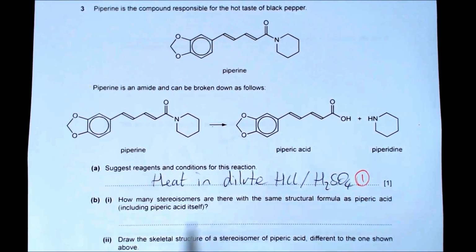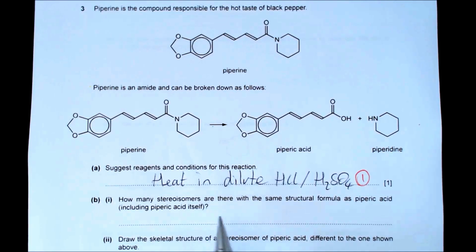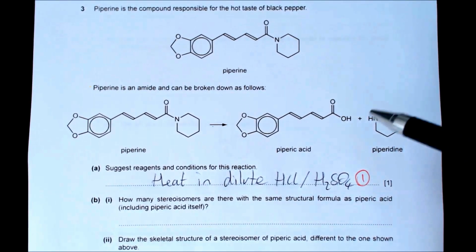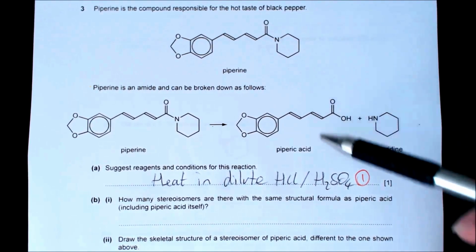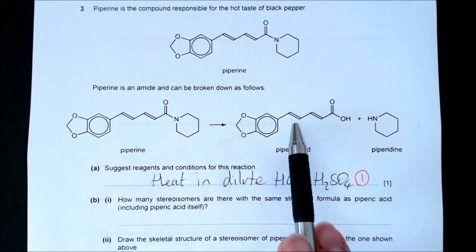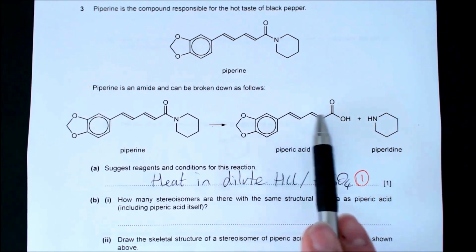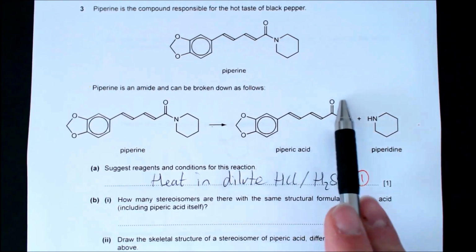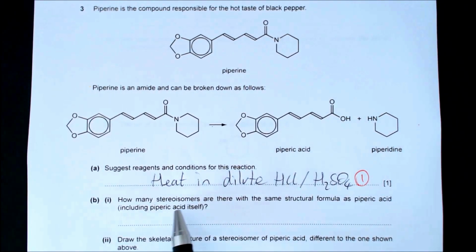Right, and then it says B part 1, how many stereoisomers are there with the same structural formula as piperic acid, including piperic acid itself? Right, this is a bit weird. So here's our acid. Now, when it's talking about stereoisomers, we're looking at things like EZ because we have some double bonds in here. Now, this is showing 1 conformation already, so it says including it.